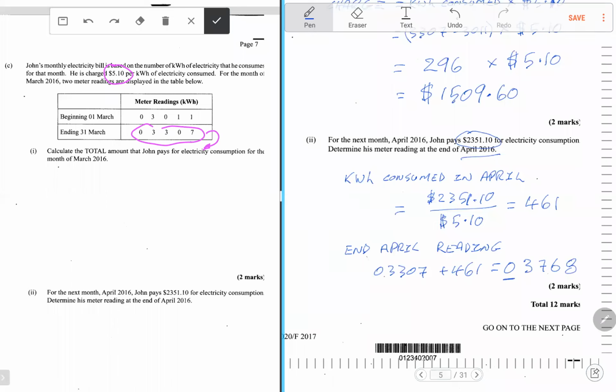And if a person asks for the meter reading, you have to put the 0 in front. Okay, you want to show what the meter reading would be. All right, and basically that is question number 1 completed. Remember, if you don't understand something, let me know. All right, so let's move to the next question.